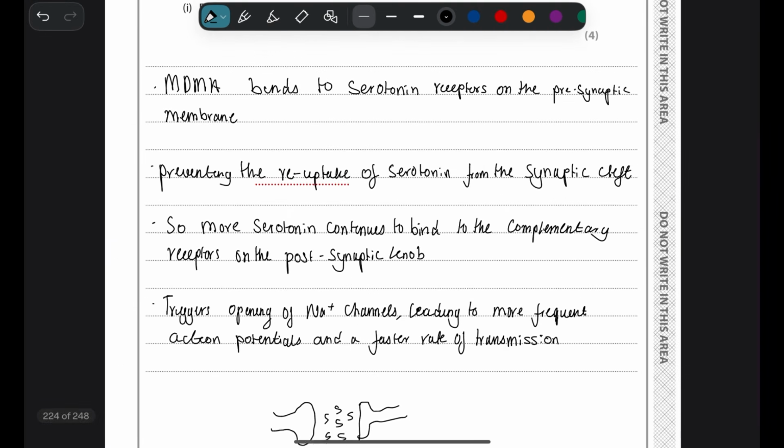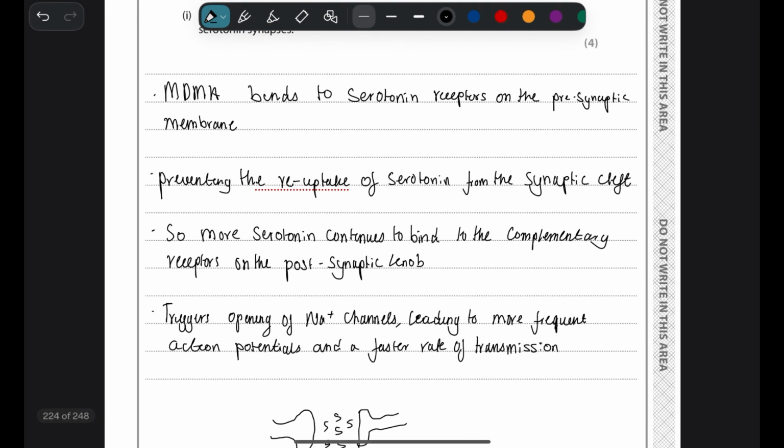So that's the kind of thing that you want to be saying for this answer. You obviously don't need to go into so much detail about the actual process of an action potential, but definitely everything that's happening in that synapse, you definitely want to be talking about.